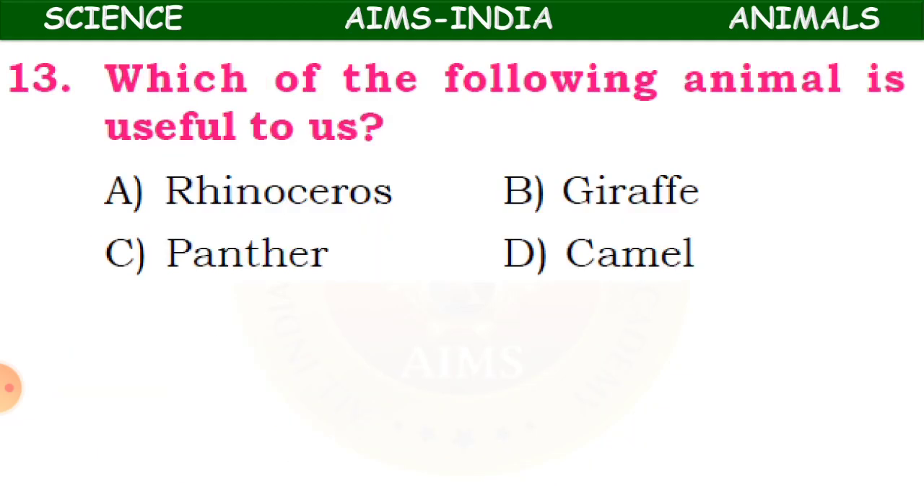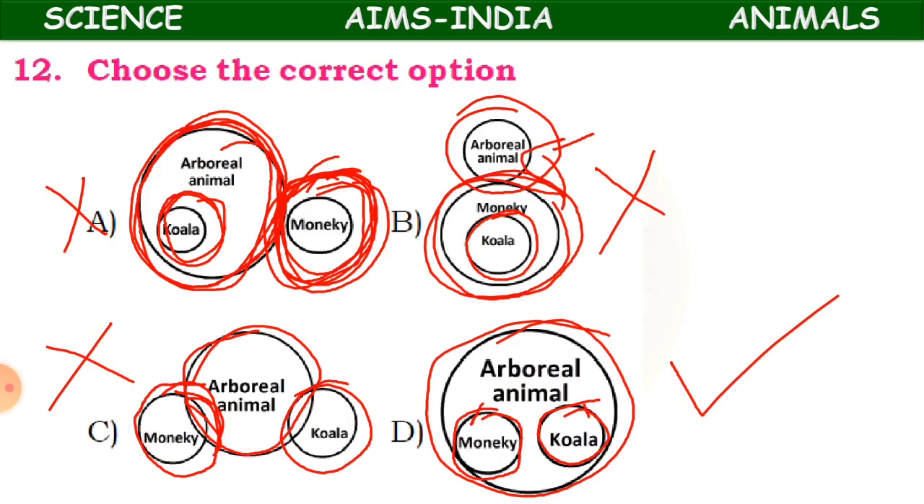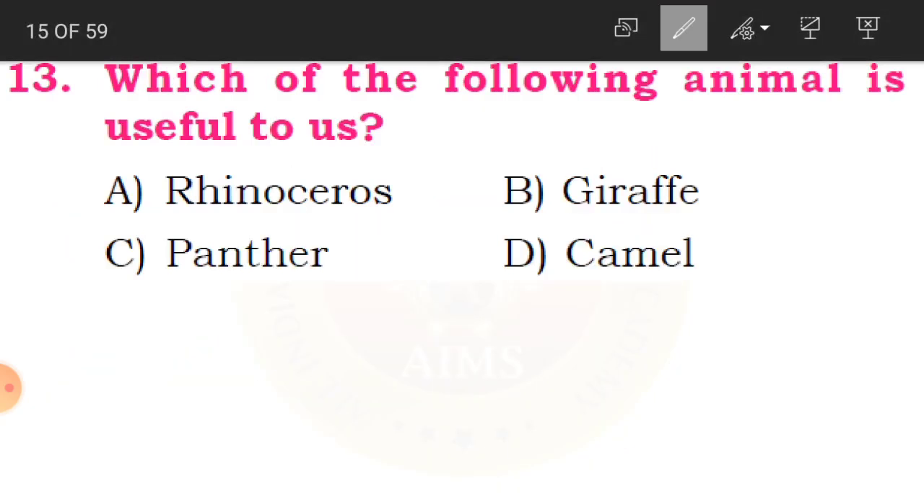Clear? Now, which of the following animals is useful to us? Which of the animals is useful? If you see, A option is rhinoceros. B option is giraffe. C is panther and D is camel. Where do rhinoceros live, children? In the forest. Okay, near the water also. Panther, again it is a wild animal. Giraffe also lives in forests and jungles. And camel lives in the desert.